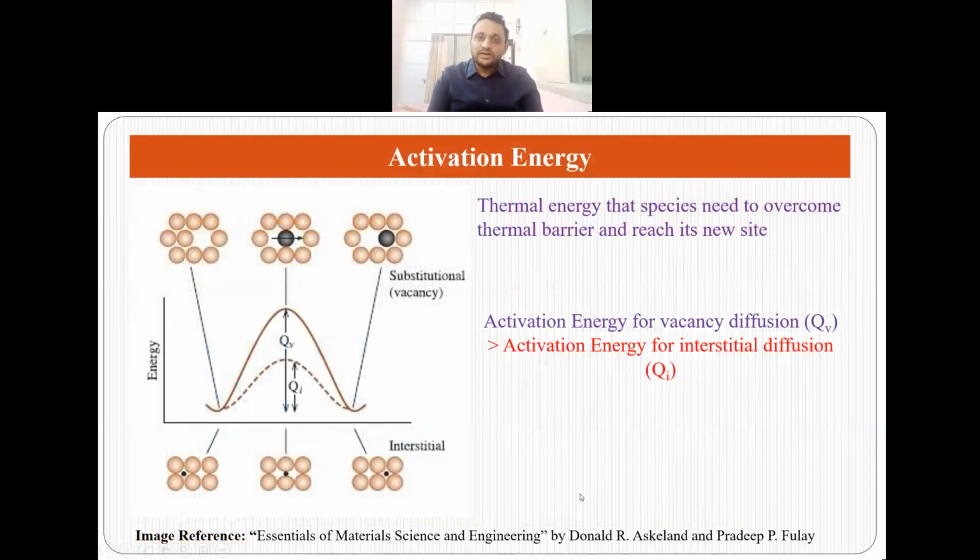Now, we talked about the activation energy. Activation energy is the thermal energy that species require to overcome a thermal barrier and move from one position to another. The activation energy for vacancy diffusion is very high as compared to the activation energy for interstitial diffusion. This is because it is relatively easier for species to move from one interstitial position to another because the displacement is very low. But it is very hard for species to move from one position to another through vacancy diffusion. That is why it requires a higher amount of activation energy.